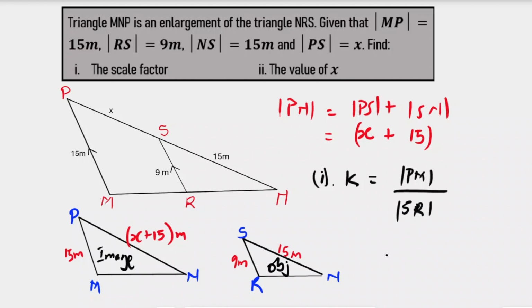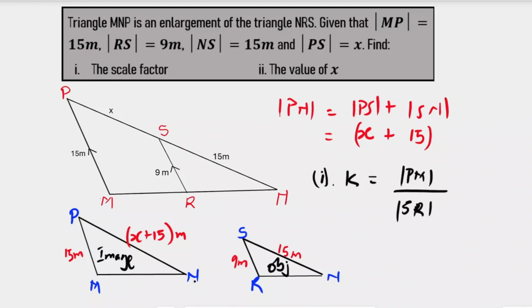Remember, we are using the formula for finding the scale factor of an enlargement or reduction: the length of image over the corresponding length of object. You see, we didn't use PN and that of SN, because even though they are corresponding, PN is not complete. We don't know the value of X, so we can't use this one to find the scale factor.